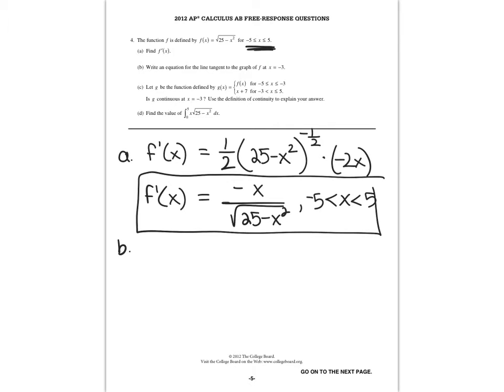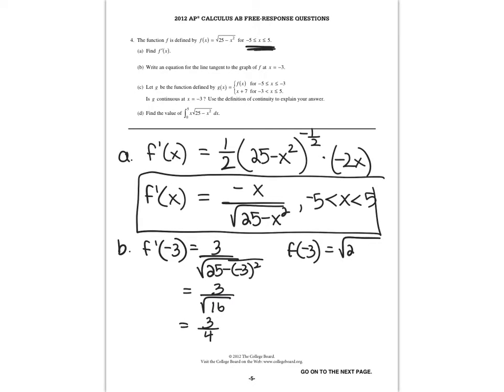Part B, write an equation for the tangent line to the graph of f at x equals -3. So you need 2 things. You need slope, which comes from evaluating your derivative at -3. So our slope is 3/4, and we need to know our point. So you just plug in f of -3 here, which gives us 4. So point slope, y minus 4 equals 3/4 times x plus 3.